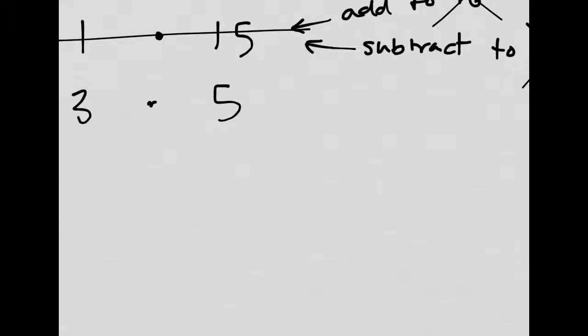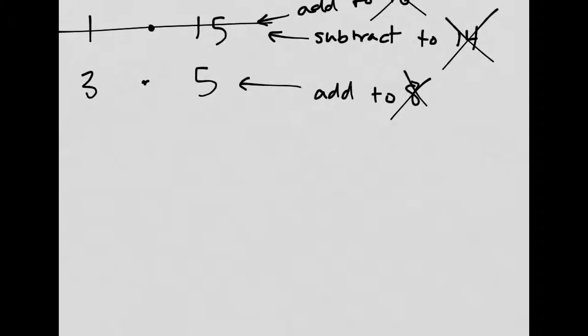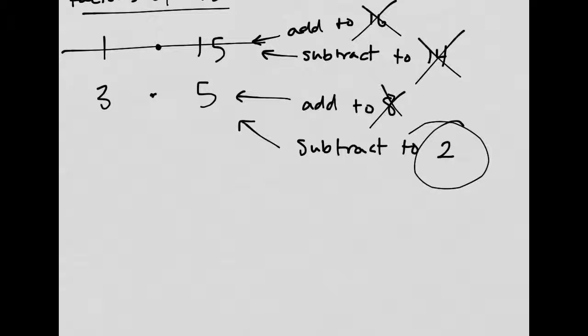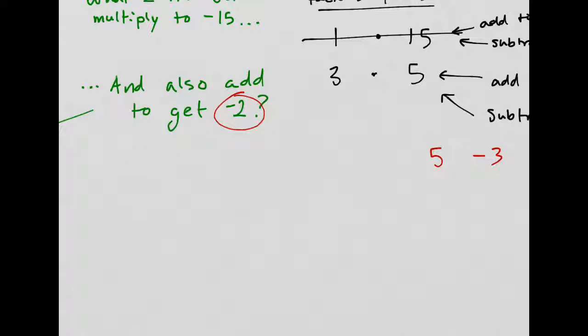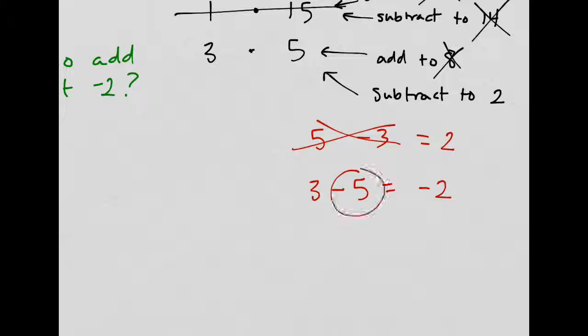Okay, what about this? These add to 8, and that's not what I want, but they subtract to 2. So if I had 5 minus 3, that gives me positive 2. But I want a negative 2. How do I get a negative 2? This is the part where it's kind of confusing. So this doesn't work, that gives me 2. I want to do actually 3 minus 5. You just switch it, because 3 minus 5 is negative 2. So I have a negative 5 and a positive 3.